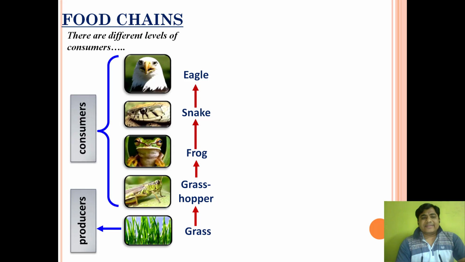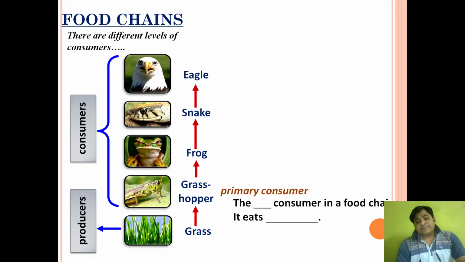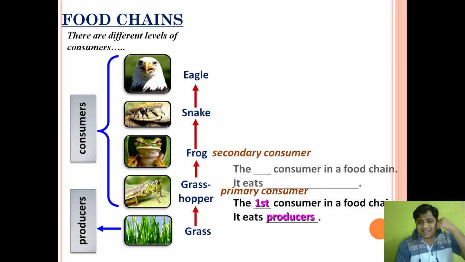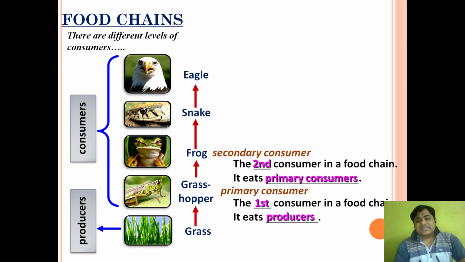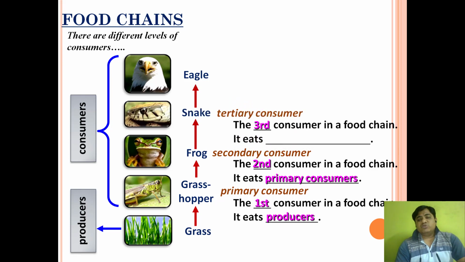Now, what are the levels in a food chain? Number one, you can see here producers, consumers. Then the primary consumer, the first consumer in a food chain, as shown in the figure, is the grasshopper. It eats the green plants, that is the producers. Now the secondary consumer, the second consumer in a food chain, eats the primary consumer. Now the tertiary consumer, the third consumer in a food chain, eats the secondary consumer.